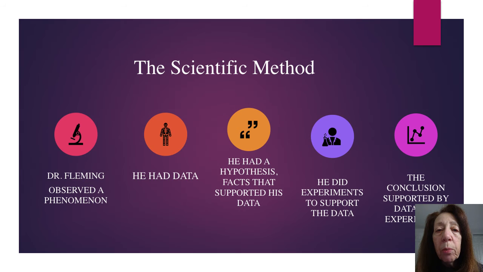So let's review one more time the scientific method. You observe something. You collect data. You form a hypothesis, an educated guess. You then experiment, and after the experimentation, you now have proof, and you can conclude the results.